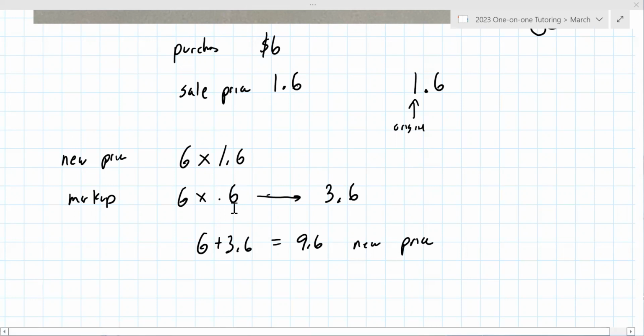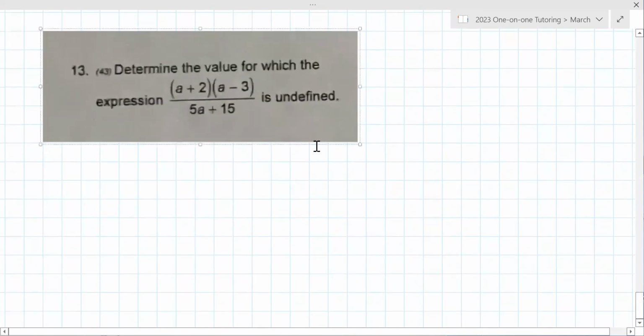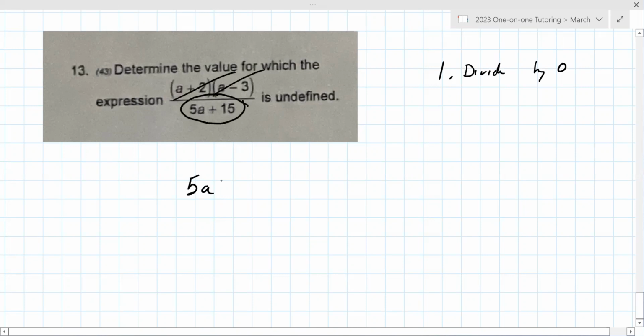13. Determine the value for which the expression is undefined. There's a couple of rules in math. One is you're not allowed to divide by zero. So you only care about the bottom. The top doesn't matter. You can ignore it. Where is the bottom equal to zero? For what value does A equal zero?